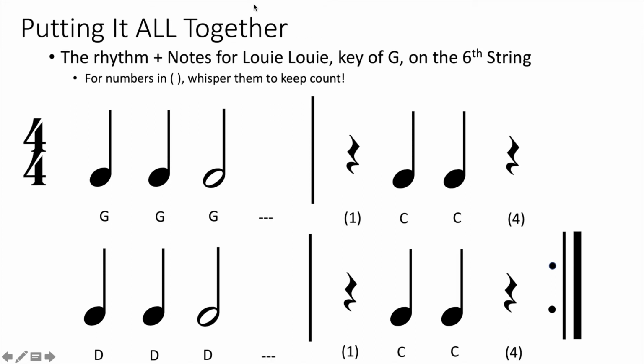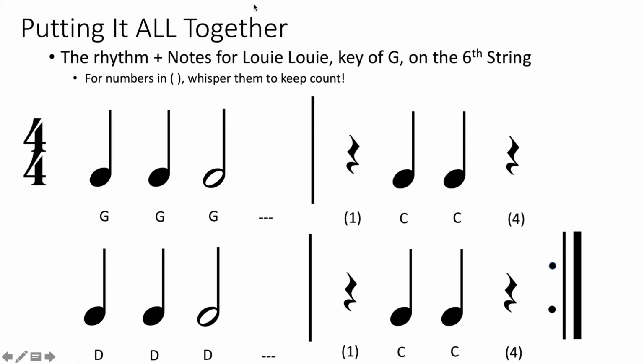So instead of clapping or tawing this time, let's say the letters that we learned in the Louie Louie Different Keys video. Well, before we jump into it, let's take a look at the letters. We've got G, G, G, and then we've got a dash, which means we'll keep saying it. Again, we've got the 1 in parentheses to whisper. Then we've got C, C, we'll whisper 4. D, D, D, holding it, 1. C, C, 4.